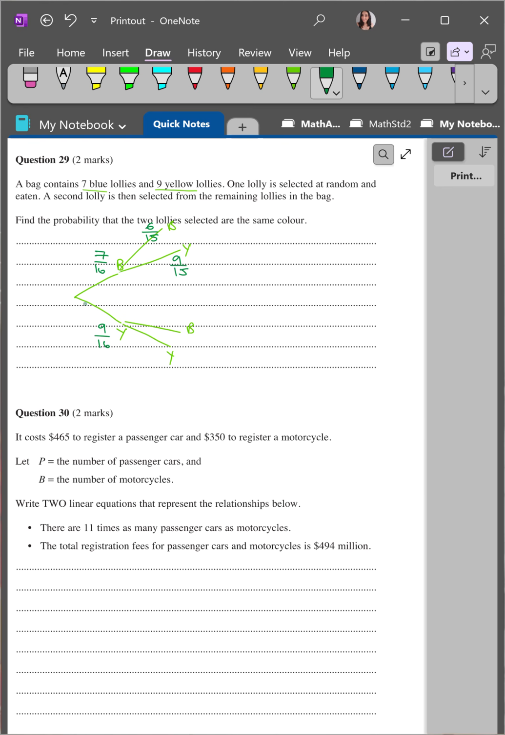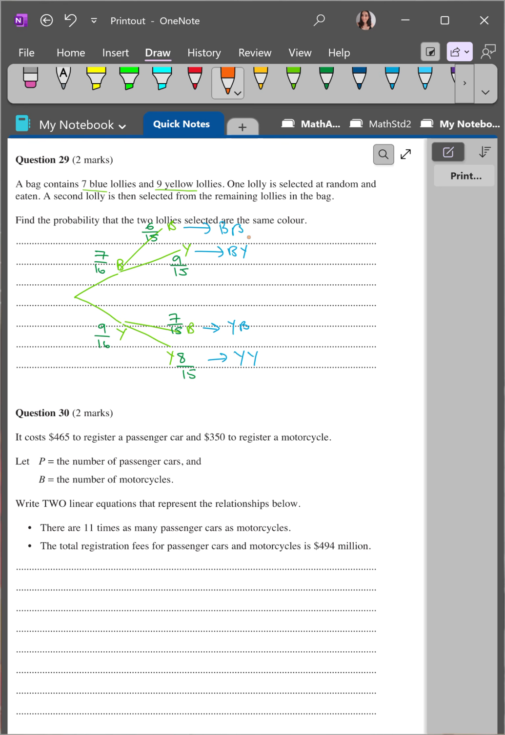Same concept for here. We chose the yellow, this is the yellow branch. So there's 7 blue lollies left out of 15 in total. And then for Y, then Y again, there's 8 yellows left out of 15 in total. So this branch here, this was blue, blue. This branch here was blue, yellow. This branch here is yellow, blue. And then this branch here is yellow, yellow.